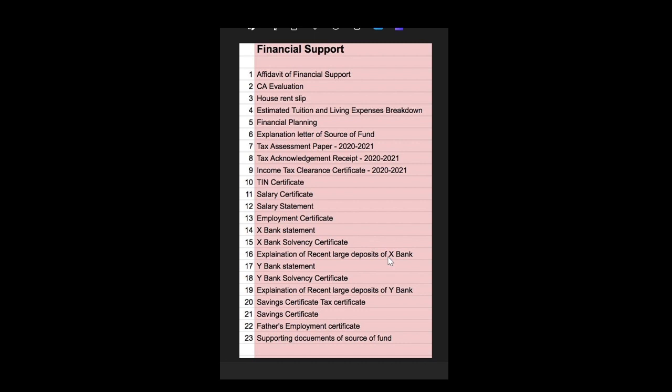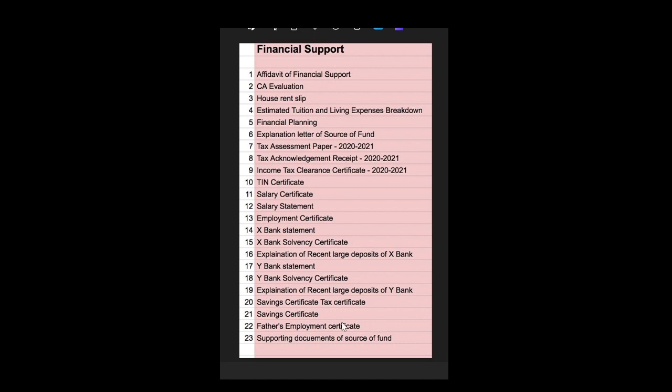And why bank statements? So this person has two bank accounts, and is showing the two bank account statements as well as a solvency certificate for each of those banks, an explanation of recent large deposit, a savings certificate, like he or she has other funds as well, also a tax certificate. So that person has some big deposits or a good amount of deposits that he or she is showing, a savings certificate, another certificate that this person has savings, and father's employment certificate, like father is also supporting.